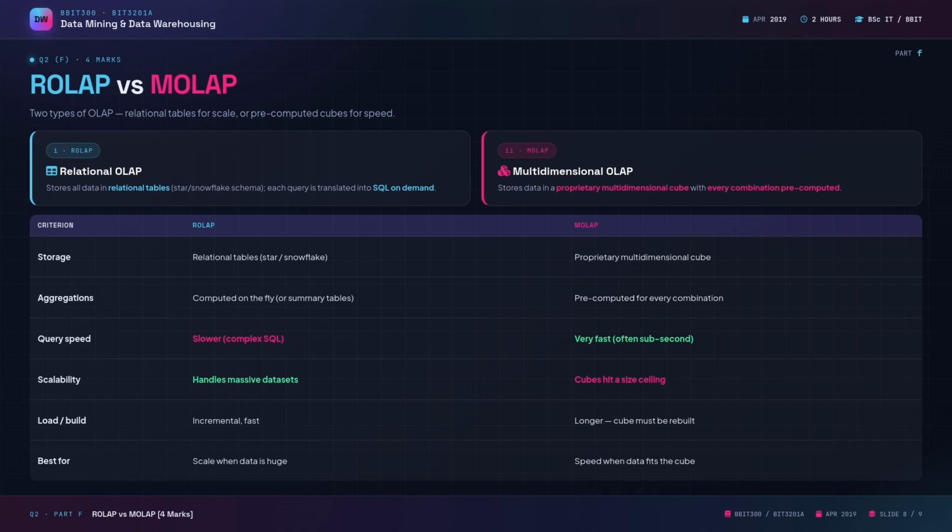And on load and build time, ROLAP is incremental and fast to update, while MOLAP takes longer because the cube must be rebuilt. In short, choose ROLAP when you need scale for huge data, and choose MOLAP when you need speed and the data fits comfortably in the cube.